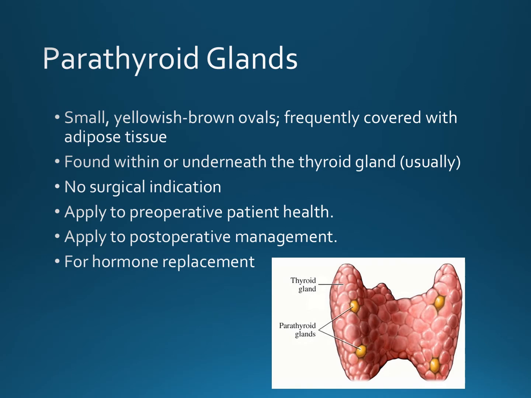Parathyroid glands. These are usually found embedded on the back or posterior surface of the thyroid gland. They're small, yellowish brown ovals, and usually they are covered with some adipose tissue. Just like the thyroid, the hormones produced by the parathyroid don't have surgical use, but instead they're going to be used for hormone replacement. They produce PTH, or parathyroid hormone, which is going to monitor circulating concentrations of calcium ions in the blood. So you may have issues if they're over or under functioning parathyroid glands. You can either get too much or too little calcium in the blood, which can cause a lot of different problems throughout the body.